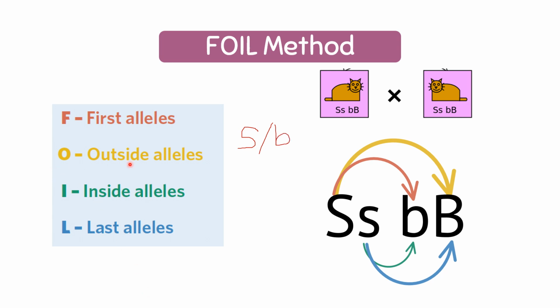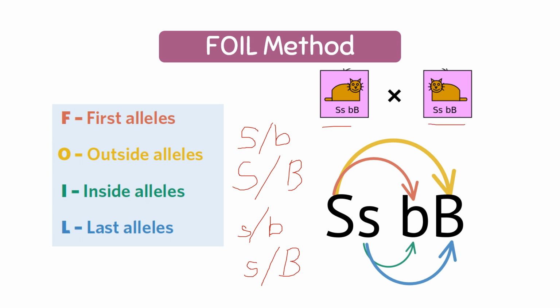Then the O of FOIL is the outside alleles, so capital S, follow the yellow arrow around to the two outside alleles, and capital B. So you write capital S, capital B, and then the I of FOIL is the inside allele, so these two here, lowercase s and lowercase b, and last the L, so the last alleles, this last allele and this last allele, where you get lowercase s and capital B. So these are the possible combinations that one of the cats could pass on.